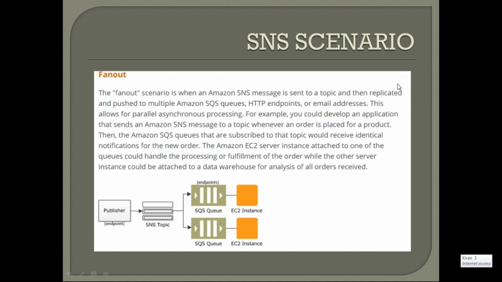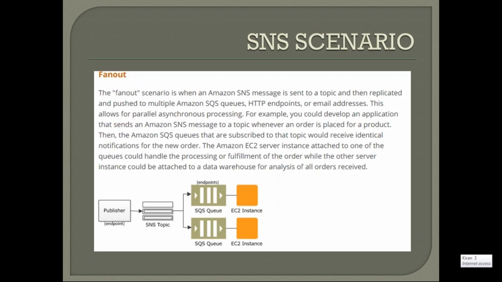So something is happening inside the topic, right? We are talking about the topic. This fan out scenario is when an Amazon SNS message is sent to a topic and then replicated and pushed to multiple Amazon SQS queues. As I said, we have three topics here, as an example .NET, Informatica, Java. So in three different topics, three notifications are sent. From that SNS topic, it will be transferred to endpoints, that is the SQS queue, which is either the HTTP endpoints or email address or SMS.